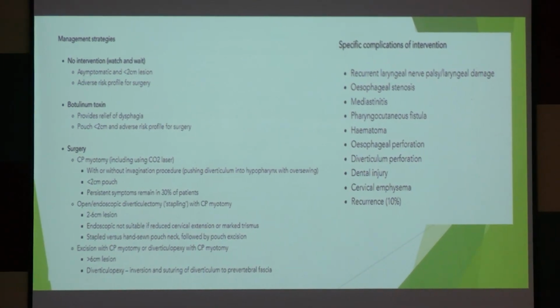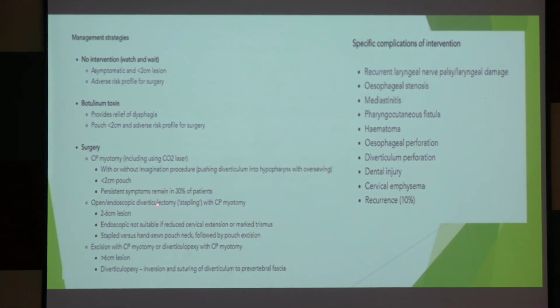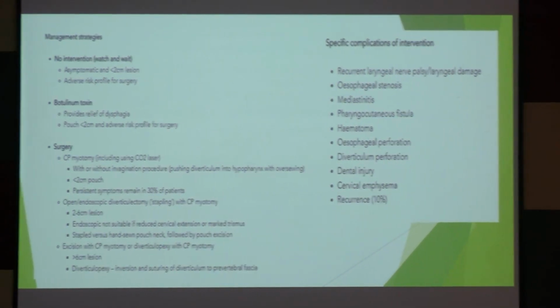So what is the name of the surgery? One is endoscopic diverticulectomy or stapling, right? In that case, we just staple the sac. And another thing is diverticulopexy. We cut out the intermediary wall, okay?